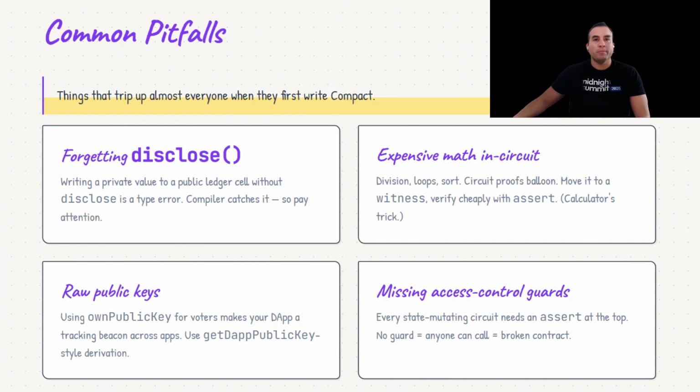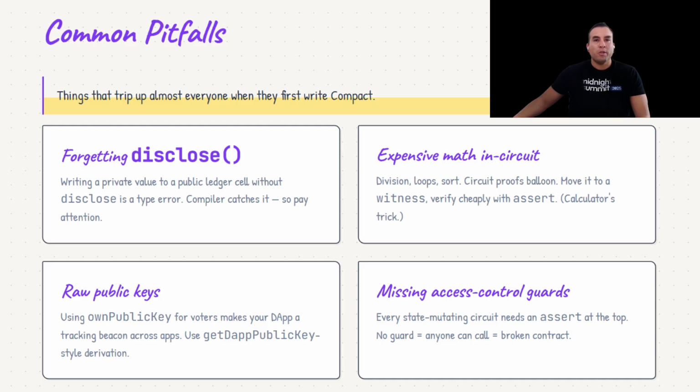Number 3, using raw public keys for user identity. Same user, multiple DApps. If you use ownPublicKey everywhere, all those activities become correlatable. Exactly what Midnight is trying to prevent. Use per app derived keys whenever you need user identity inside a contract. Unless, like the election organizers, you want the identity to be public.